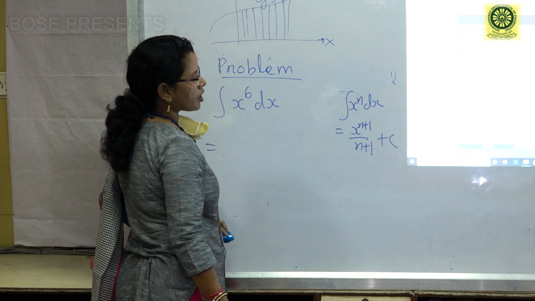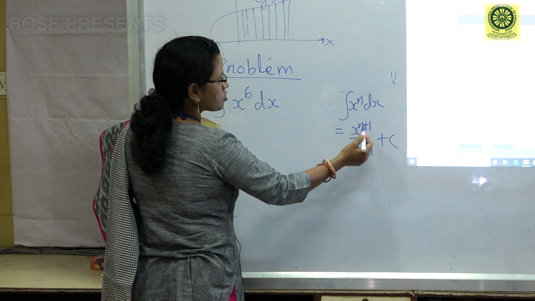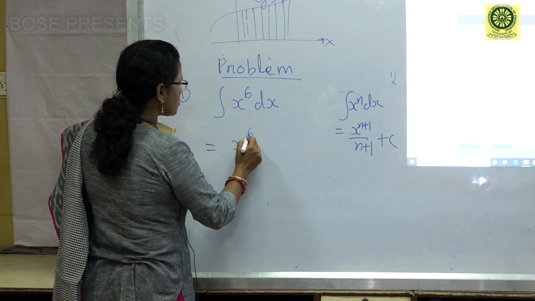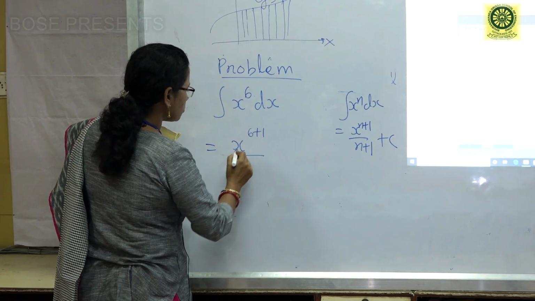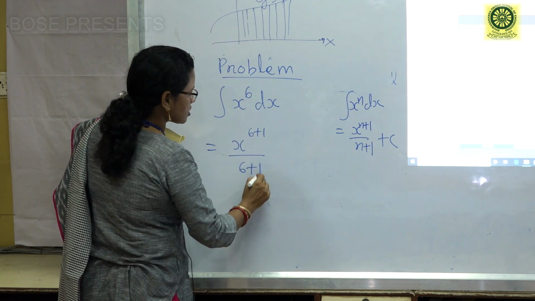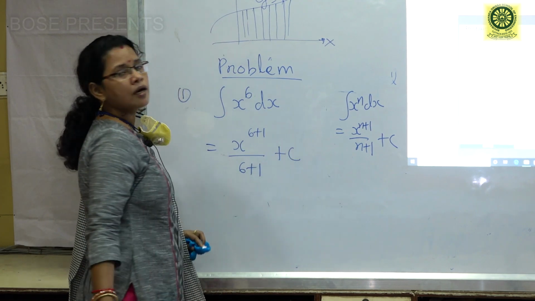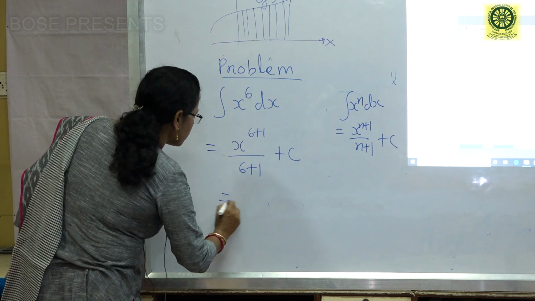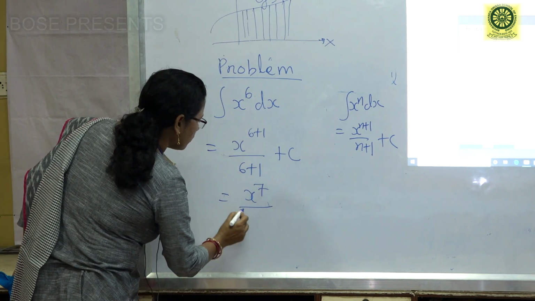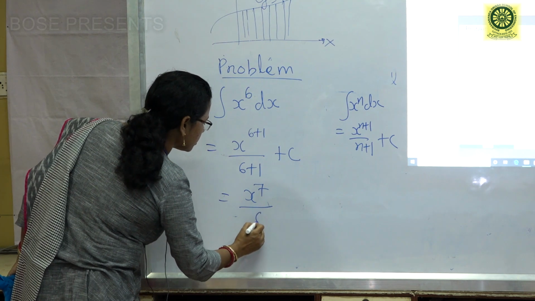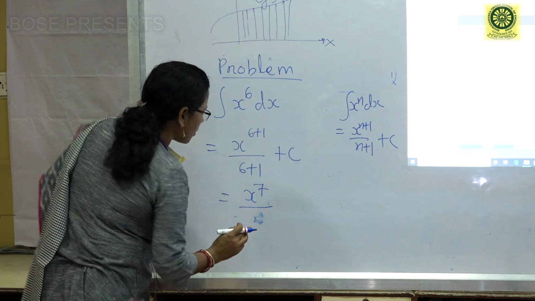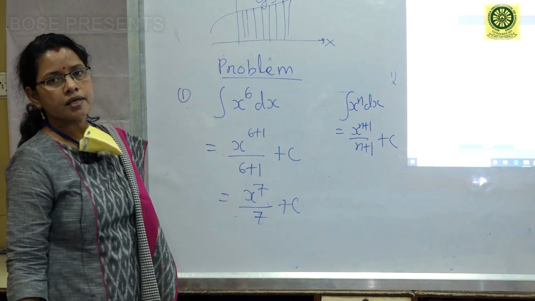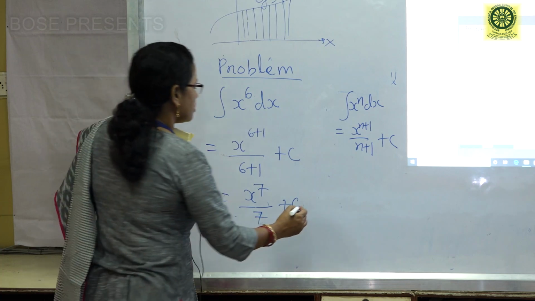Since the integral of x to the power n is x to the power n plus 1 by n plus 1, here we have x to the power 6 plus 1 by 6 plus 1 plus the integrating constant. After simplification, you will get the integral is x to the power 7 by 7 plus c. This is your answer.